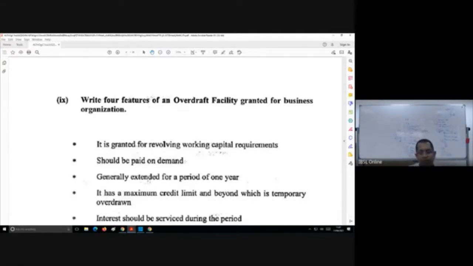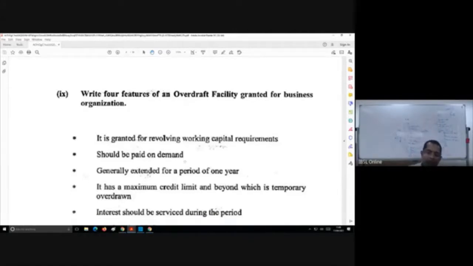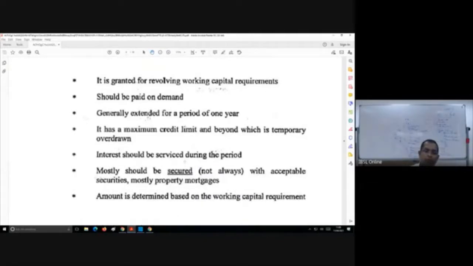Interest should be serviced during the period. In overdrafts, you don't need to pay the capital, only the interest needs to be serviced. That means you can take out the money, and don't need to pay anything back. Still, you can wait, just paying interest. Mostly should be secured, not always, with acceptable securities, mostly property securities. Amount is determined based on the working capital requirement. Any short-term facility amount is decided by the working capital requirements.